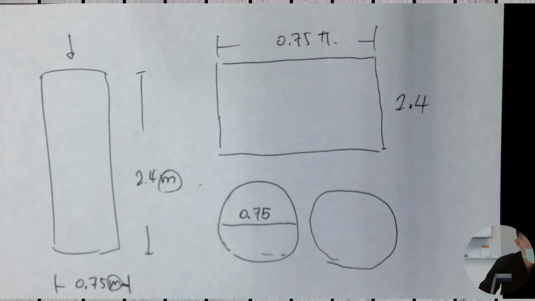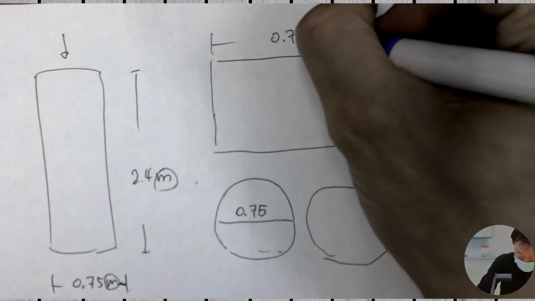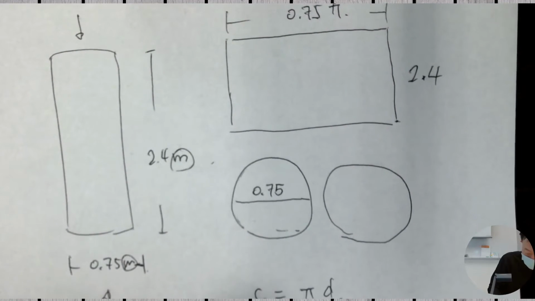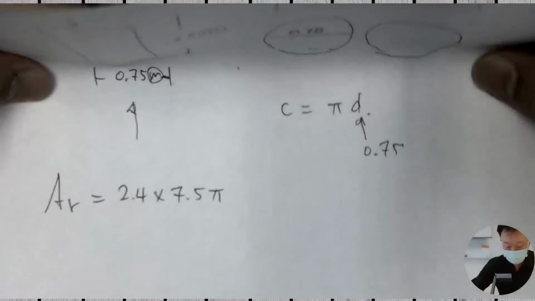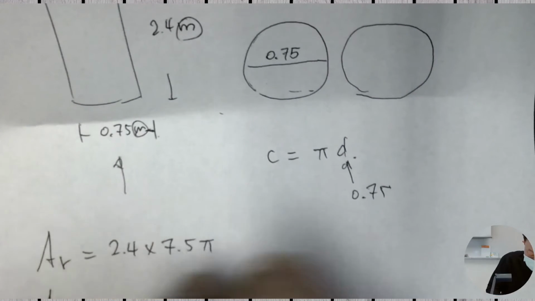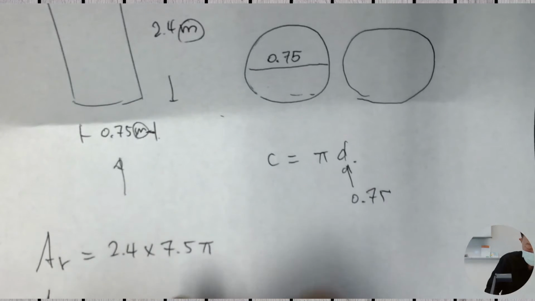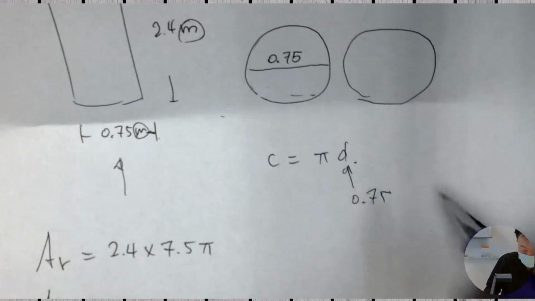0.75 pi. Okay, just leave it like so. It's fine. Okay, so we know the circumference. We can know the area of the rectangle would be 2.4 times 7.5 pi. And the area of a circle would be what? It's pi r squared.